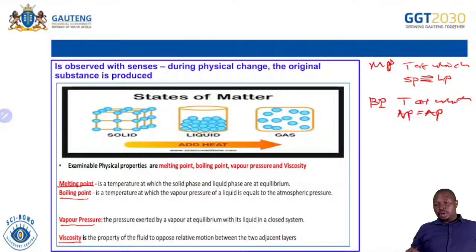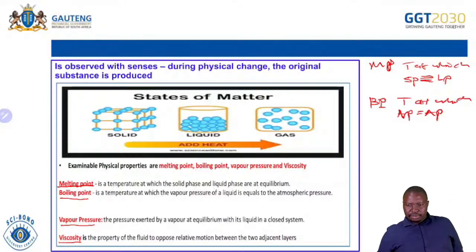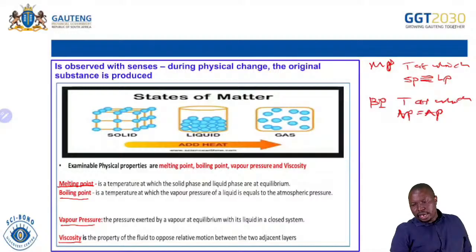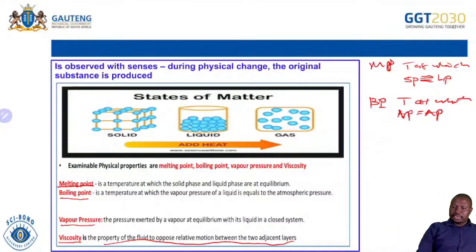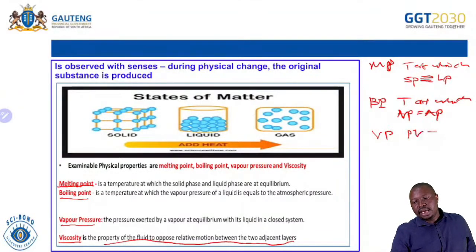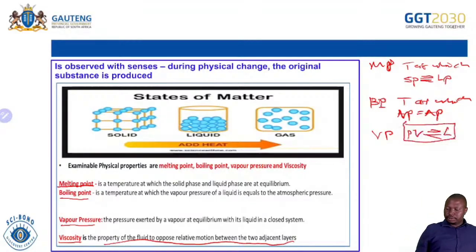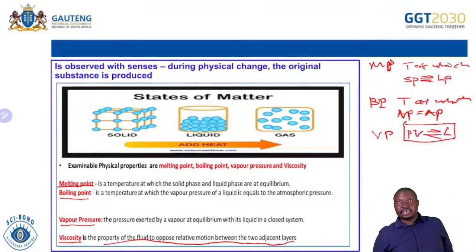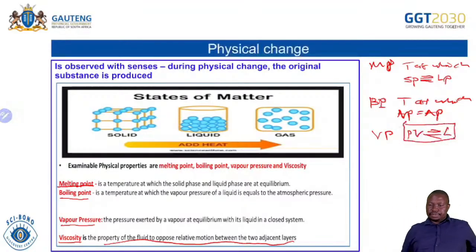I think you should have somewhere where you write small notes so that you are able to remember this when you write your exams. Viscosity is the property of a fluid to oppose relative motion between 2 adjacent layers. Vapor pressure is the pressure exerted by vapor at equilibrium with its liquid. But for vapor pressure, you must say in a closed system. So you must be able to indicate that it is in a closed system.